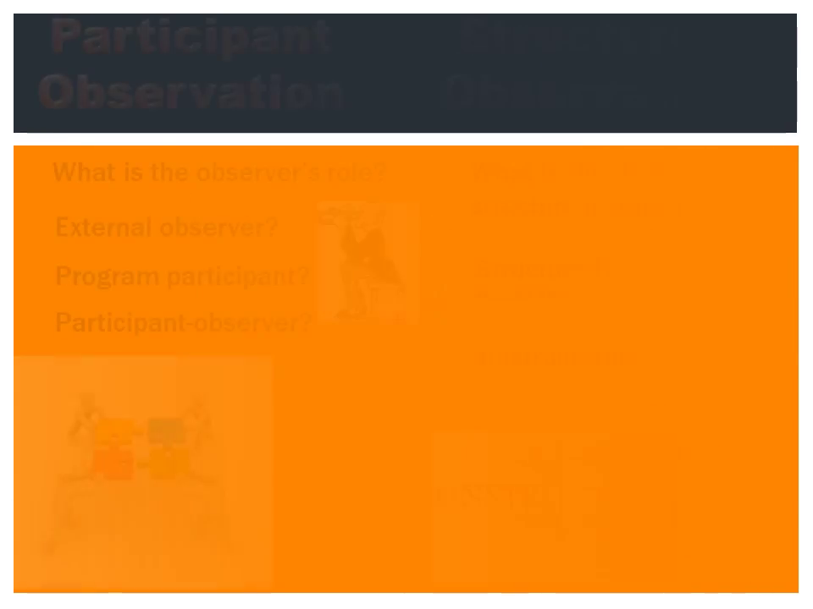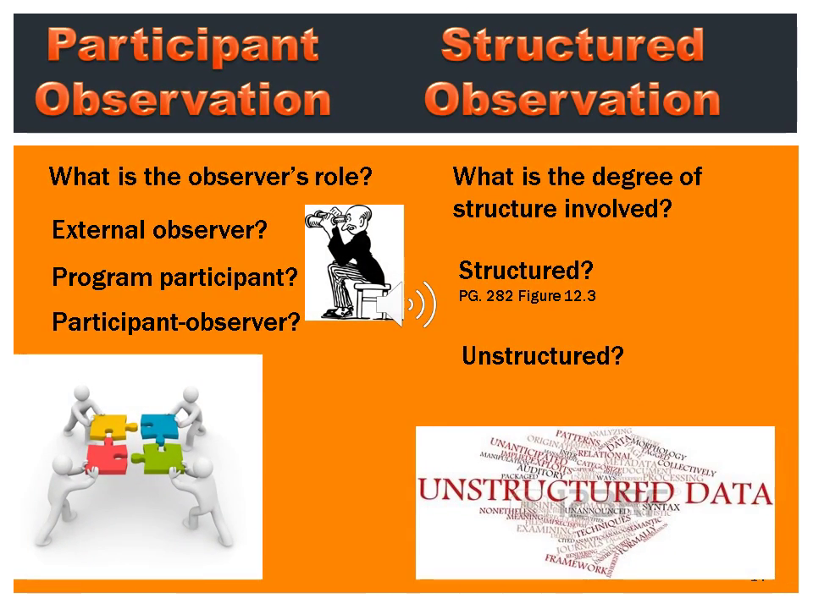Participant observation. We can differentiate types of observation by the role of the observer. Is the observer an external observer, program participant, or participant observer? The most difficult will be participant observer because it will be hard to simultaneously participate and observe at the same time while taking detailed notes.